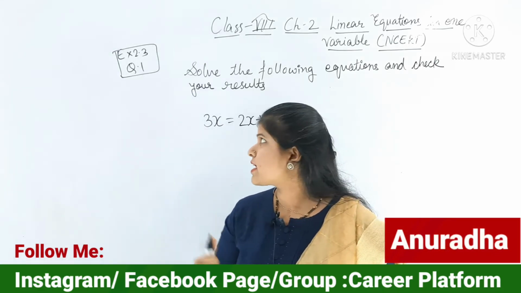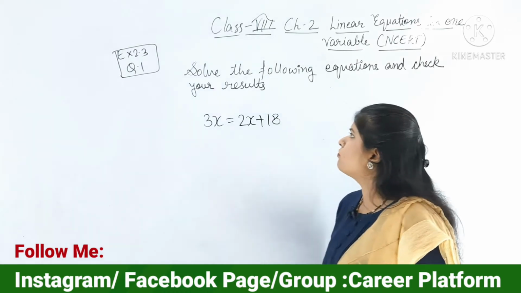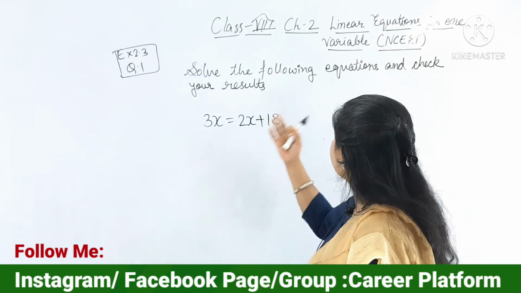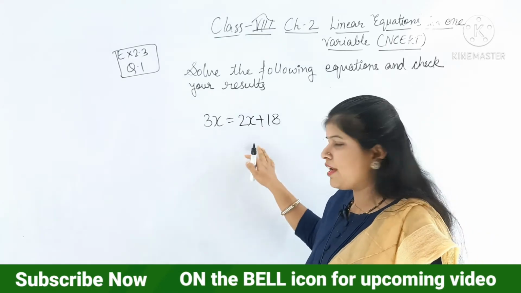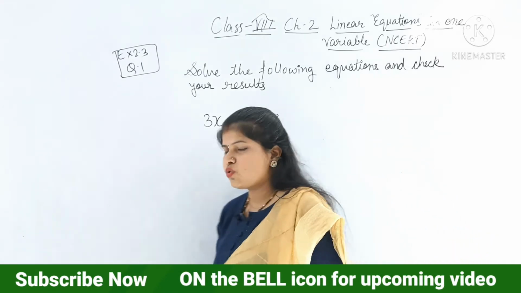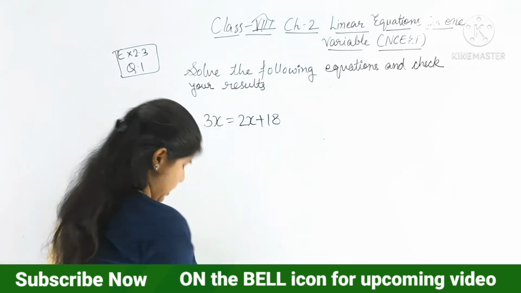Now let's see exercise 2.3, question number 1. What is the question here? We have to solve the given equation and verify the results. Question number 1 is 3x equal to 2x plus 18.